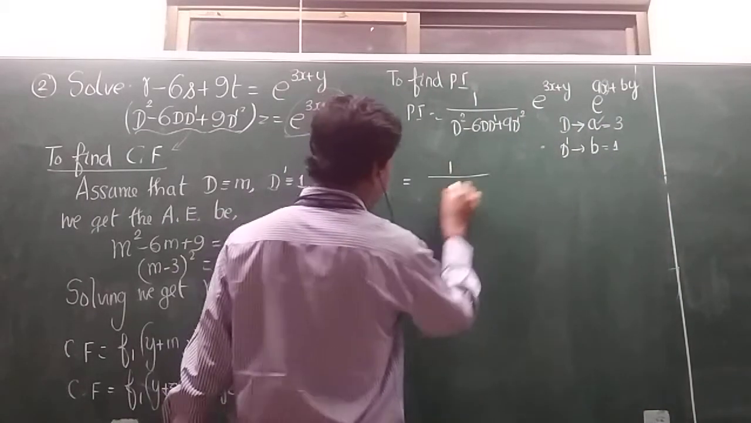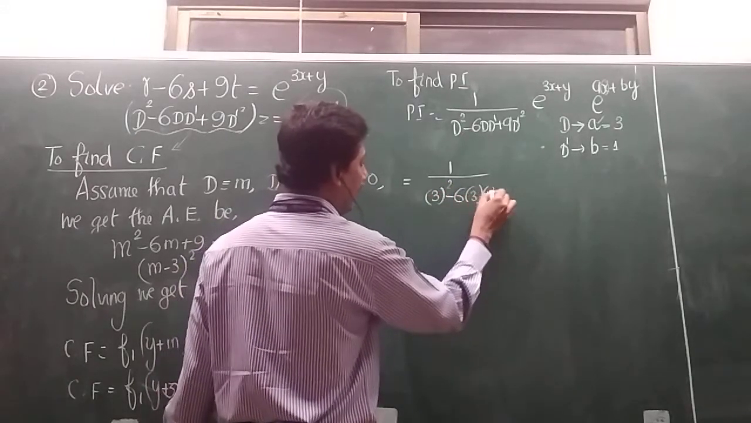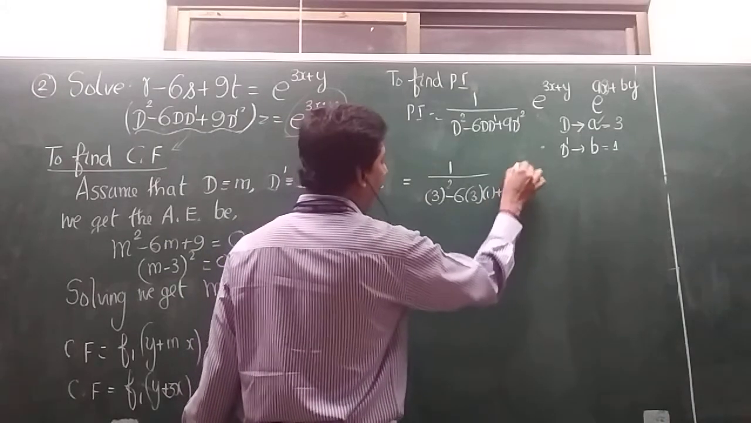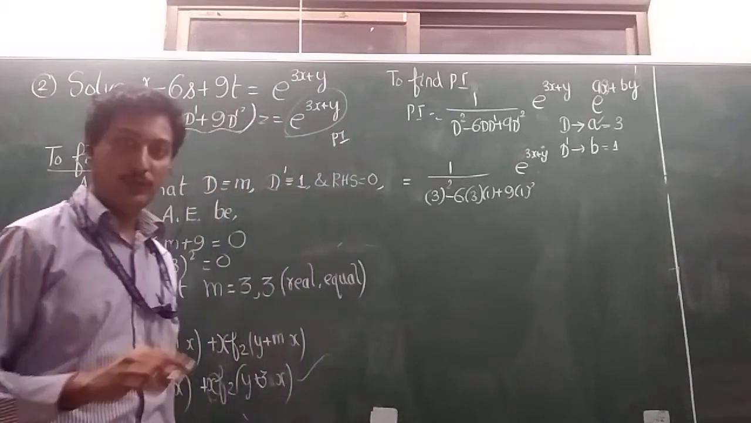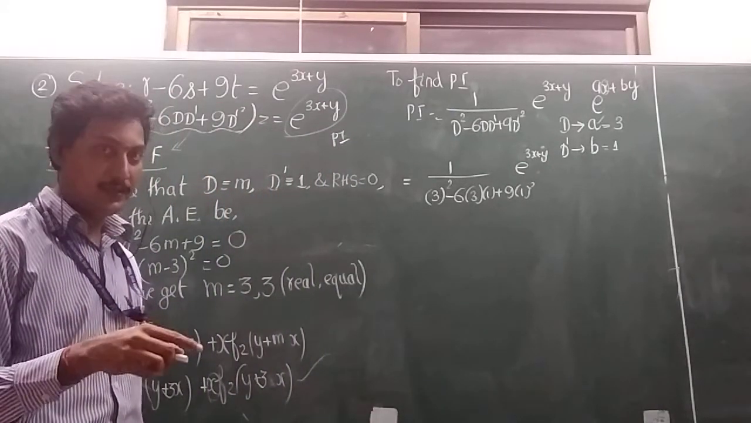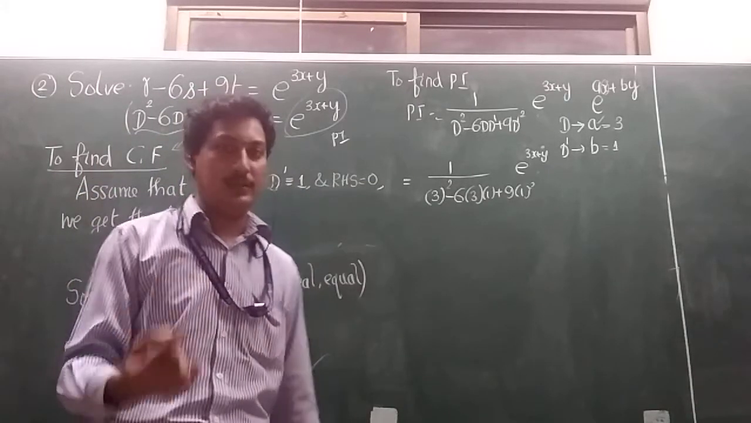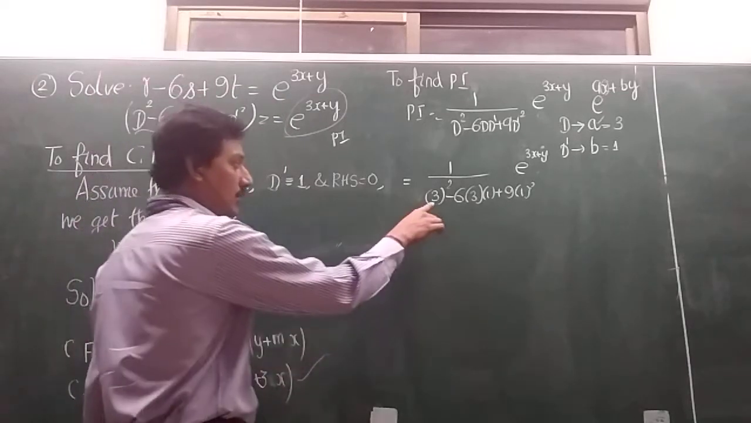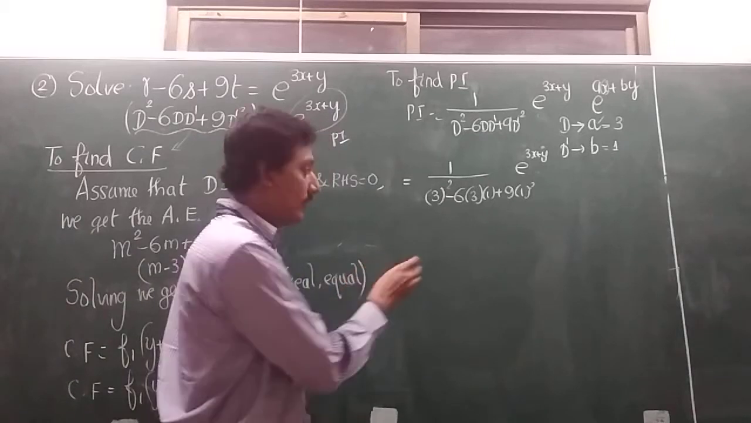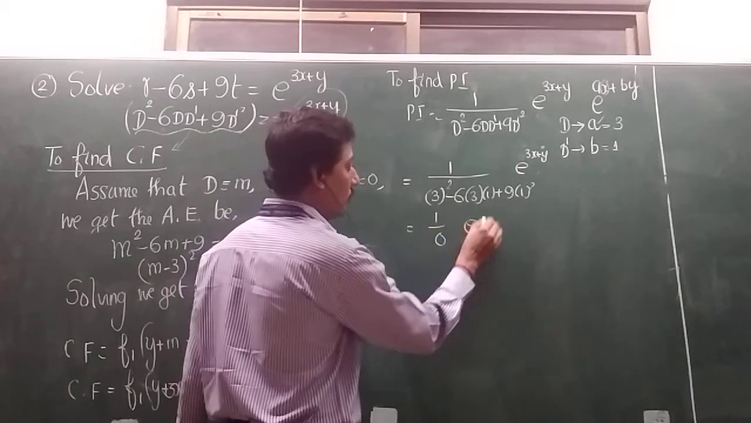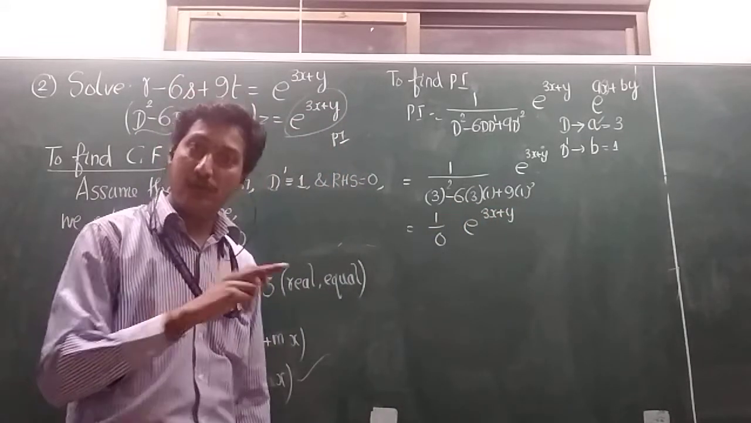I am getting 1 by 3 squared minus 6 into 3 into 1 plus 9 into 1 squared of e to the power 3x plus y. Please retain the term; do not forget the term after replacement. We replace the particular values into the operators, that's why this is called particular integral. Now, what is 3 squared? 9. 9 plus 9, 18. 18 minus 6 into 3, 18, that is 0. So here I am getting denominator 0, and something by 0 does not exist, it becomes infinity.